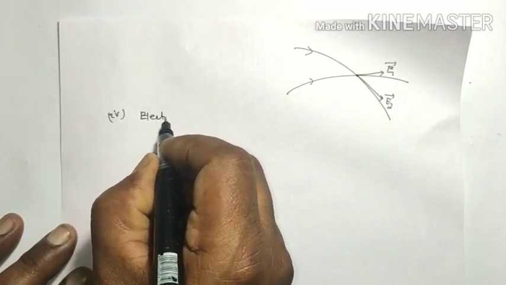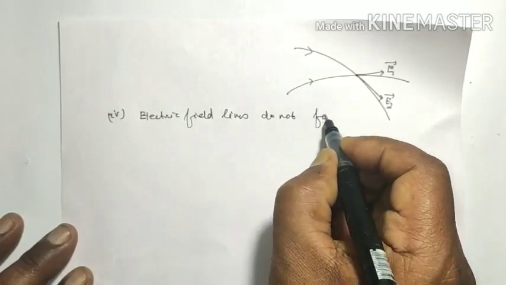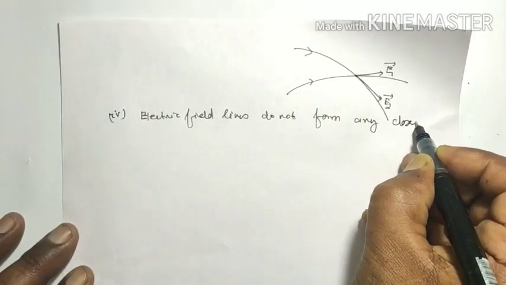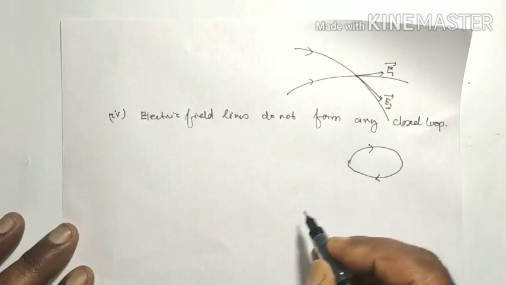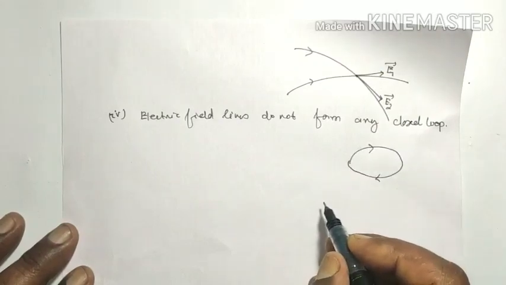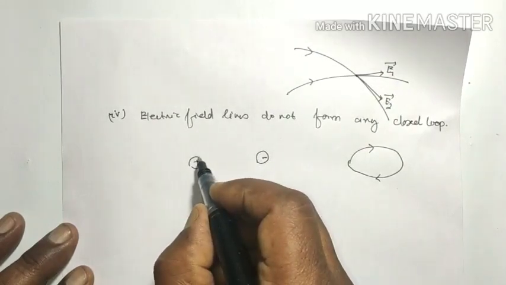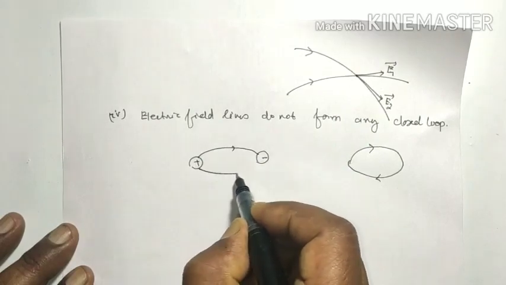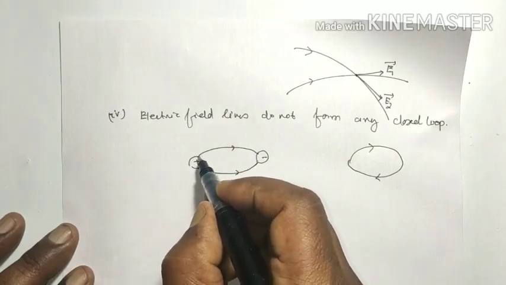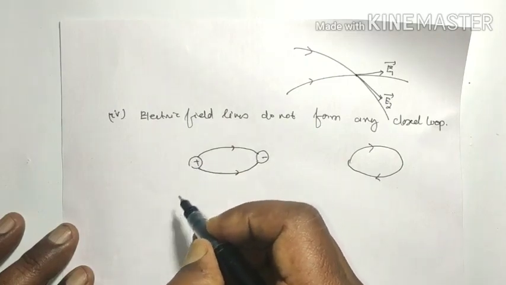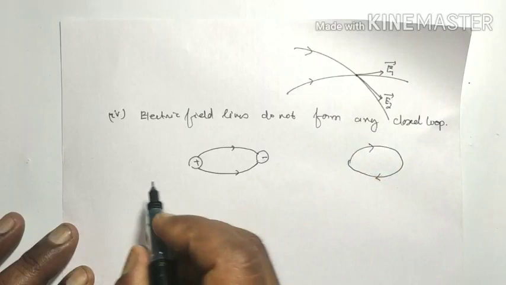Electric field lines do not form any closed loop. A closed loop means this is your closed loop, but electric field lines do not form any closed loop. If we consider two charges, suppose this is positive and this is negative, this is one field line and this is another field line, but they do not form a closed loop because the field line does not pass inside the conductor. So electric field lines do not form any closed loop.